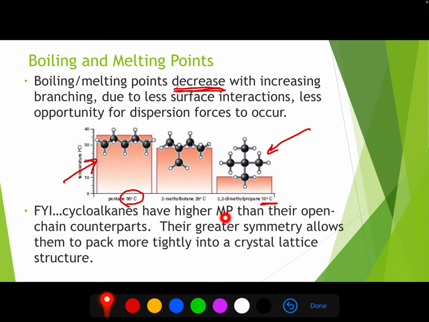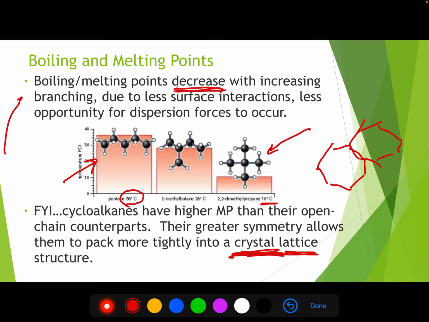Cycloalkanes have higher melting points than their open chain counterparts. Basically, if you have a bunch of cycloalkanes all stuck together, they will tightly pack together and they won't want to melt. Okay, so they make this kind of crystal lattice structure, not exactly like an ionic compound, but similar, and it won't melt. So it feels like almost the opposite of this.